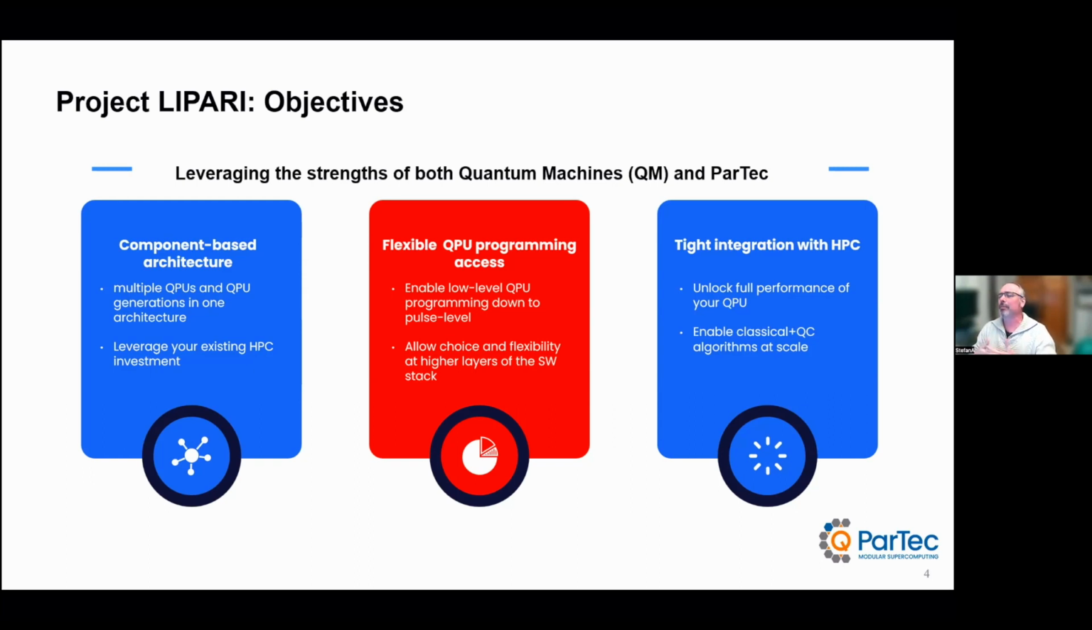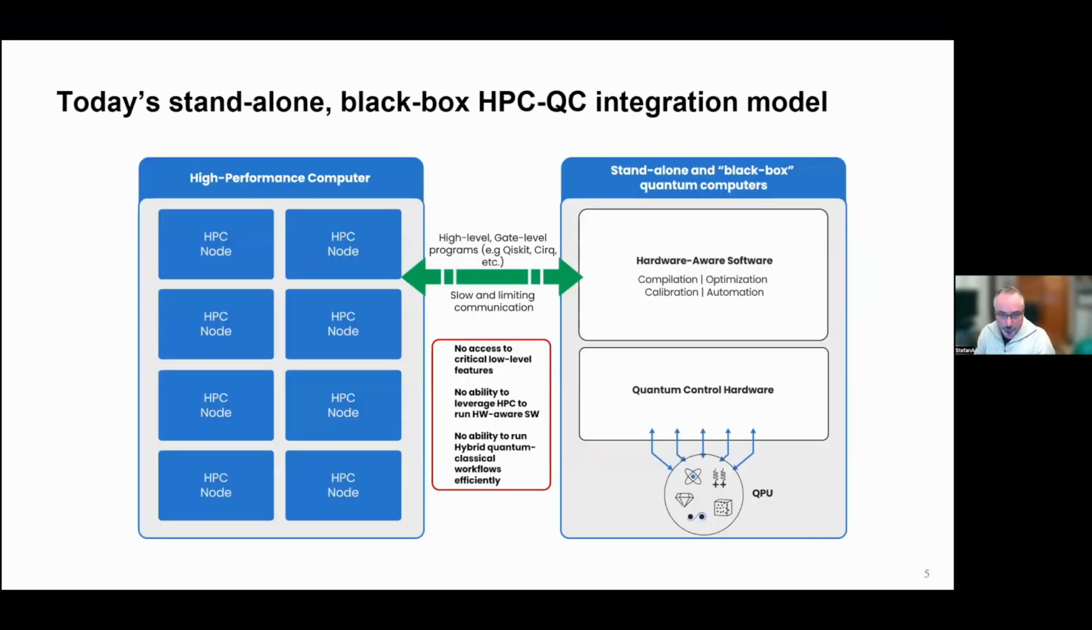and then be able to provide this information to higher level users. And then we want to have a tight integration with the HPC environment. You should be able to use the QPU and the HPC in an integrated environment. So how does it work?